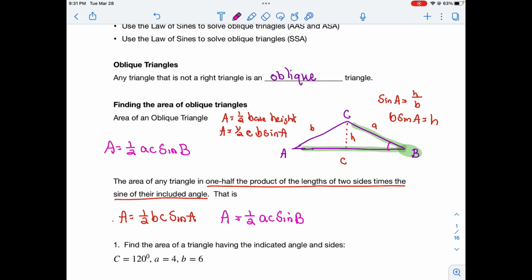But what if I know angle C, and that's the only angle I know about the triangle? How would I find its area? Well, that's obviously going to be 1/2 of the two legs that form angle C, that's A and B, times sine of angle C.